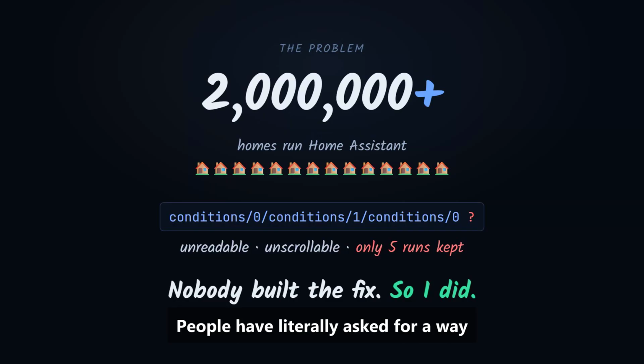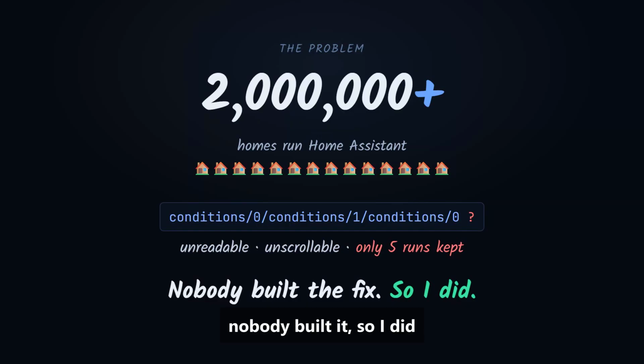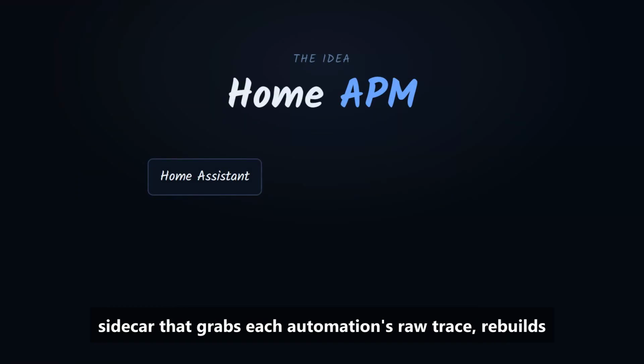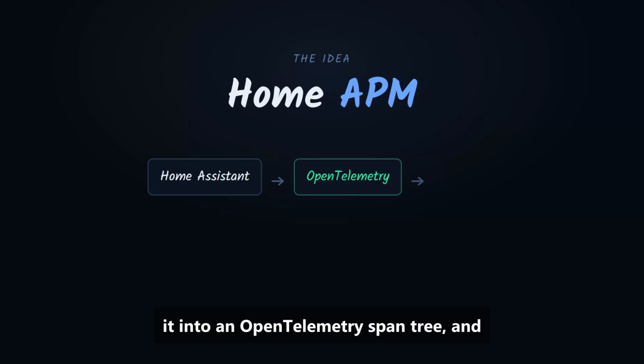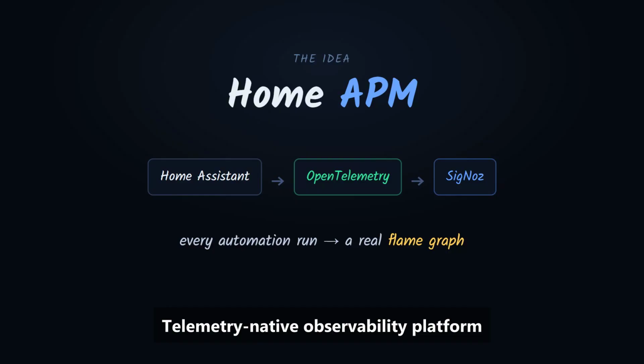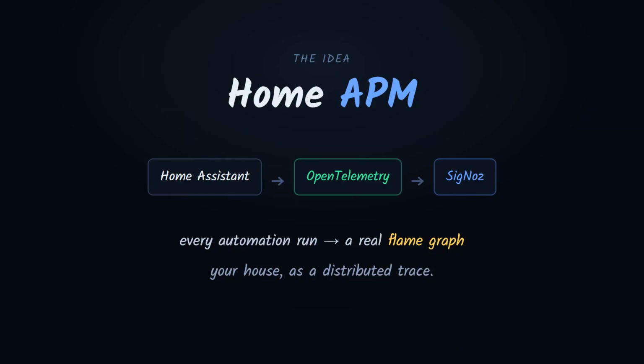People have literally asked for a way to export these traces into real observability tools. Nobody built it, so I did. This is Home APM. It's a small Python sidecar that grabs each automation's raw trace, rebuilds it into an OpenTelemetry span tree, and ships it to SigNoz, the open source OpenTelemetry-native observability platform. The result: every automation run becomes a real flame graph. Your house as a distributed trace.